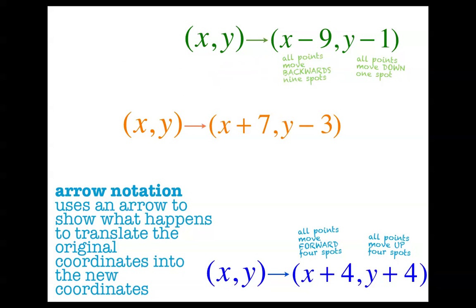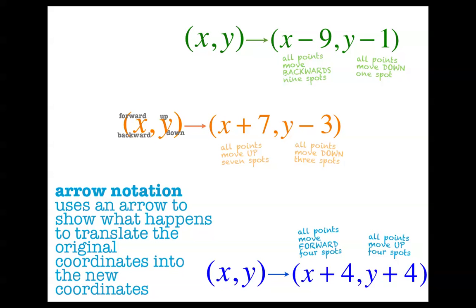Okay. What about this one? Take a second and see what you think is going to happen as far as going up or down or left or right. Okay, well, if you guessed that the x number is our forward backward number, and that means that our x is going forward 7 and our y is our up down number, and therefore our y minus 3 tells us that we're going down 3 spots, you were correct, because the x part always tells us our forward backward position and the y part always tells us our up down position.